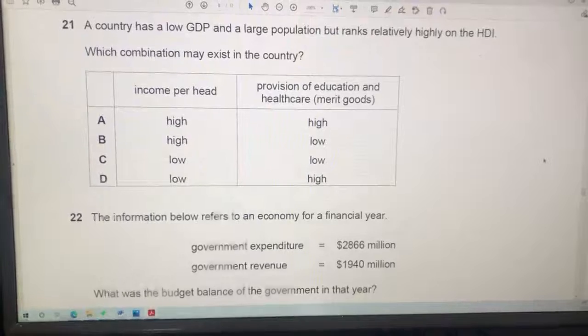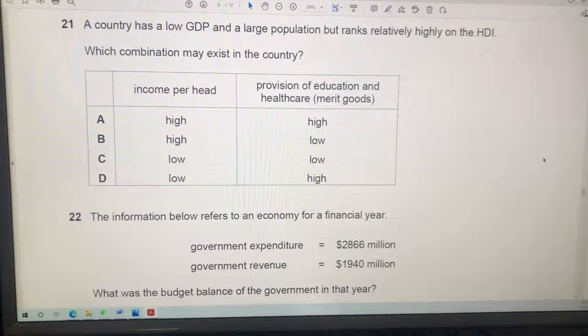HDI measures gross national income, which includes income from overseas. So it includes people working overseas, like in the Philippines, where many people move overseas and work and send money home. And HDI includes gross national income, education level, and life expectancy, or how long people generally live. So which combination may exist in this country?